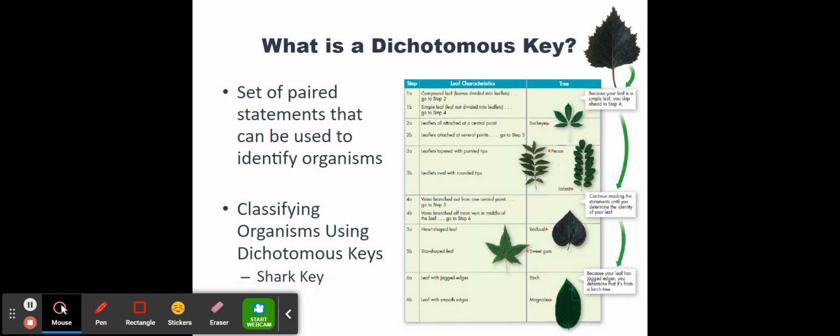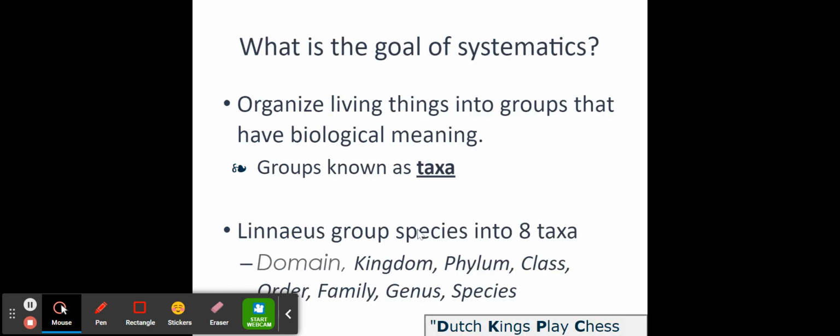So it's paired statements. And if that statement is true about your organism, it will tell you which step to go to next. So we will do this leaf dichotomous key in class, and then you guys will do the shark dichotomous key. You will do that as an activity to be done in class next time.